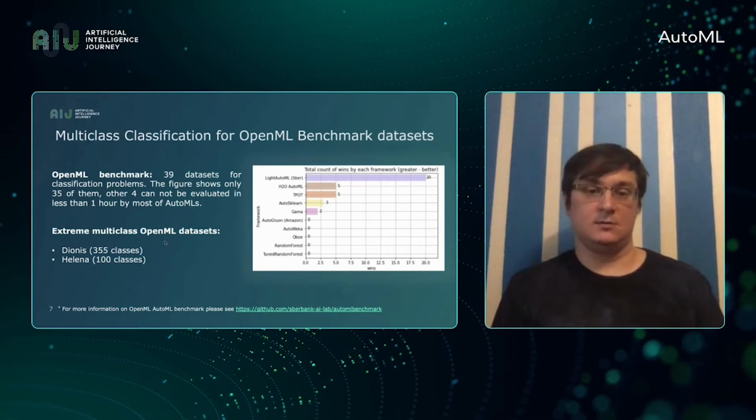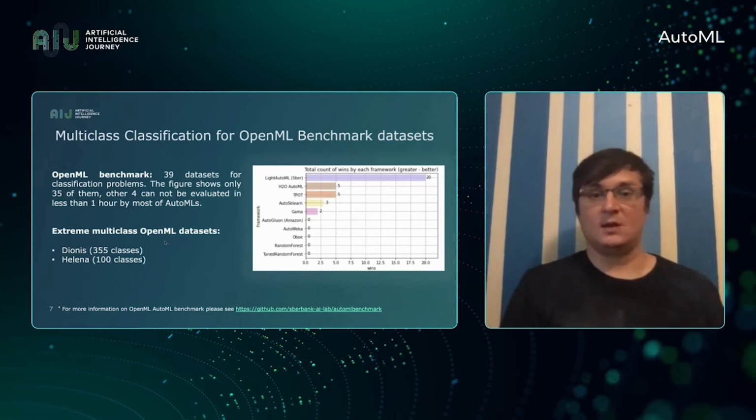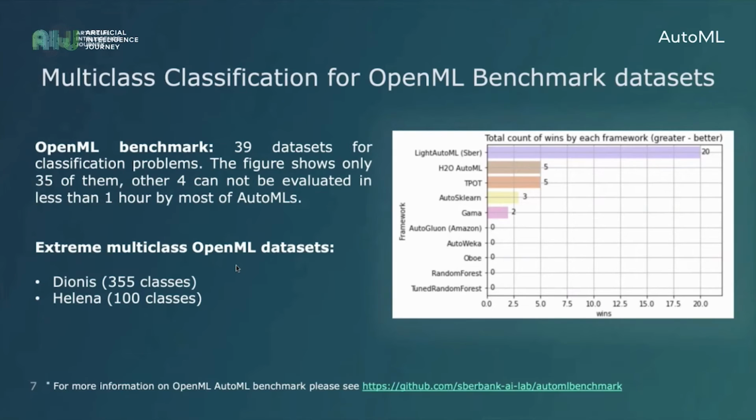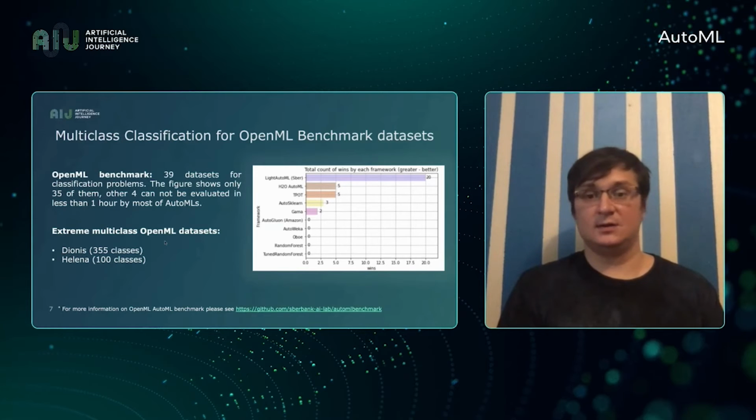Let us talk about the results of our research. The first case that I would like to look at is the so-called OpenML benchmark. That is 39 data sets for classification problems that we used before the release of the LightAutoML open source library to evaluate the quality of our AutoML, and we were pleased to show that the number of wins of our AutoML actually outpaces our competitors.